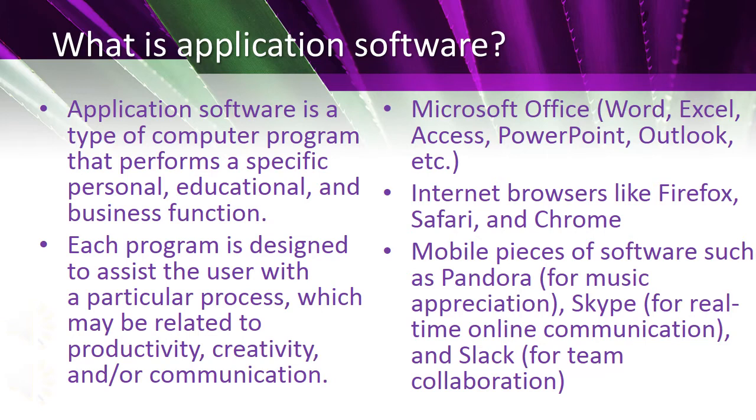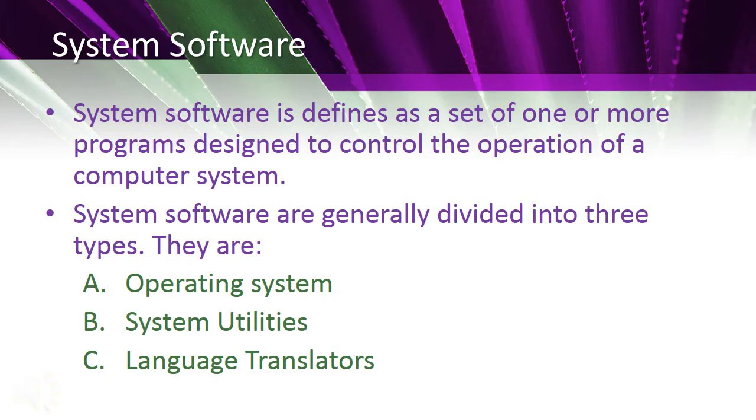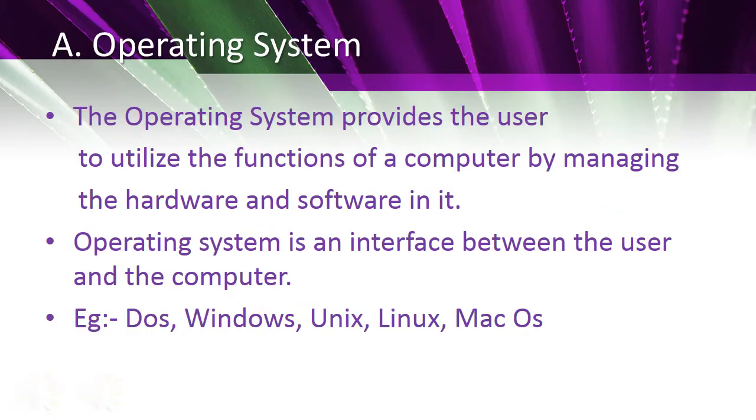Internet browsers like Firefox, Safari, and Chrome. Mobile pieces of software such as Pandora for music appreciation, Skype for real-time online communication, and Slack for team collaboration. System software. System software is defined as a set of one or more programs designed to control the operation of a computer system. System software is generally divided into three types: operating system, system utilities, language translators.